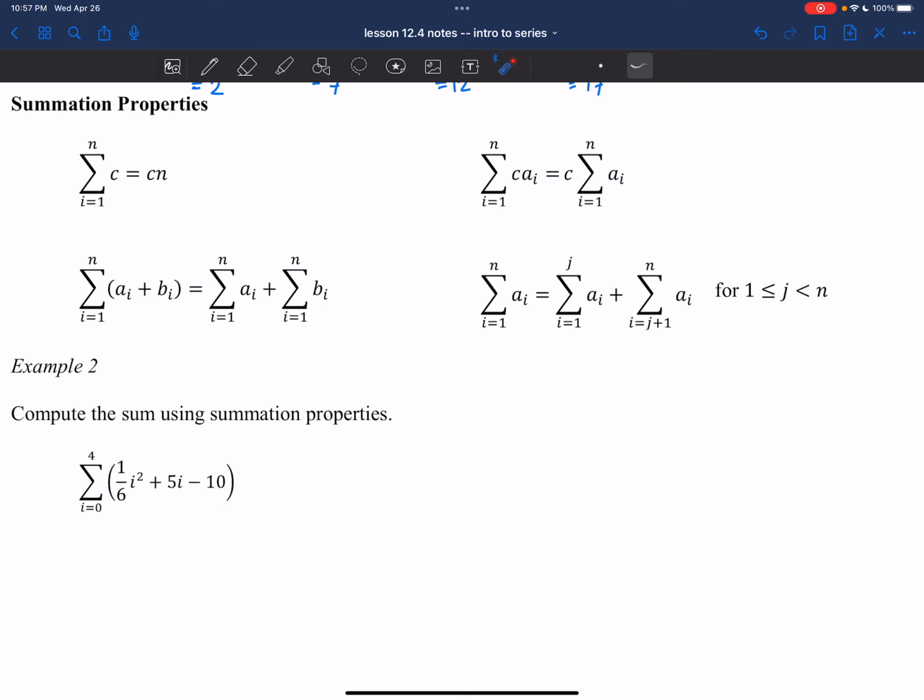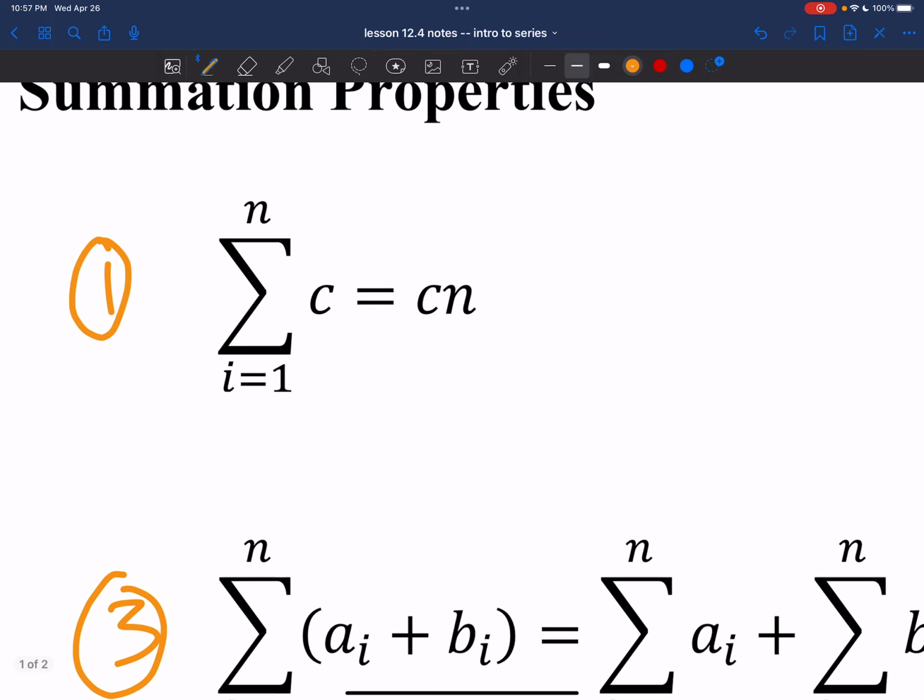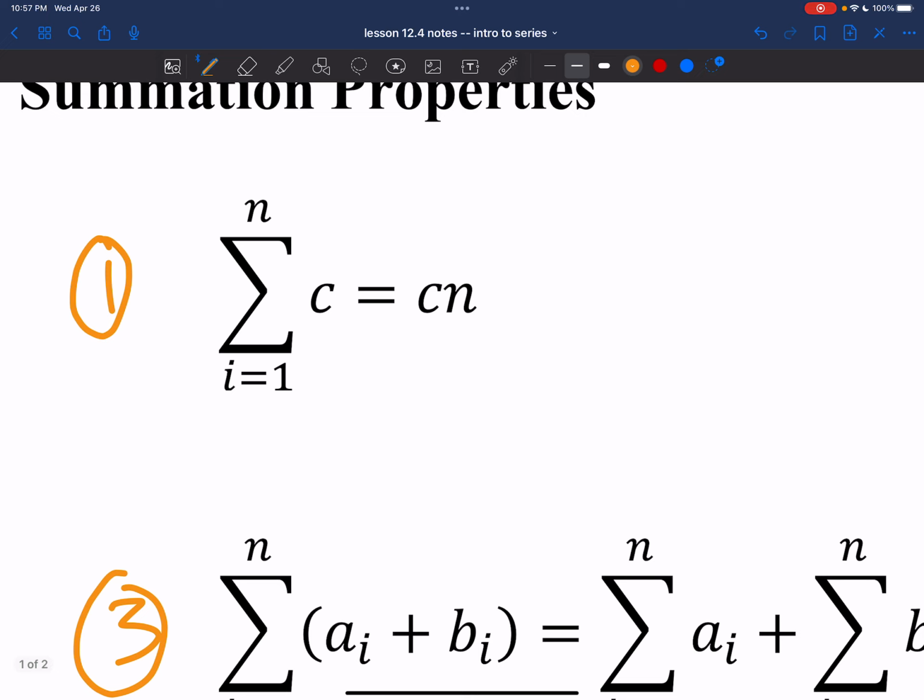So I'm going to label these 1, 2, 3, 4. So this is going to be property 1, this is property 2, property 3, property 4. And there might be some more properties, but these are the 4 I wanted to show you. And I just want to explain for a second what they mean. So property 1, right? The sum from i equals 1 to n of c equals cn.